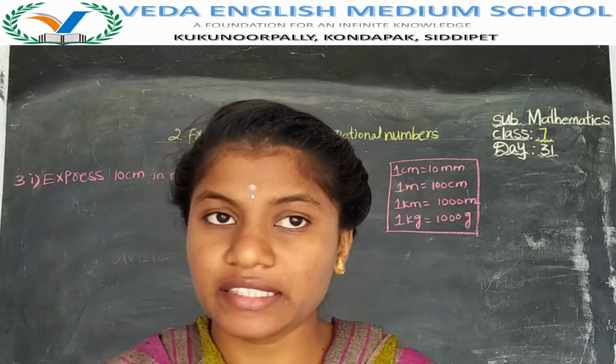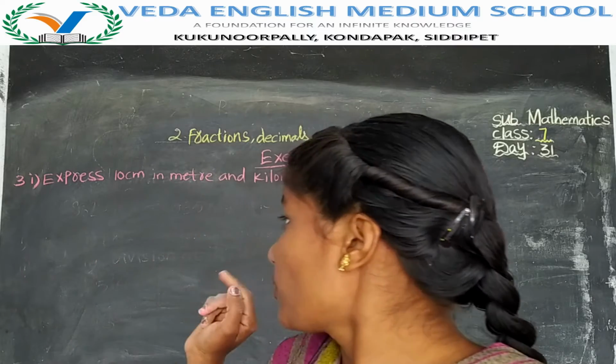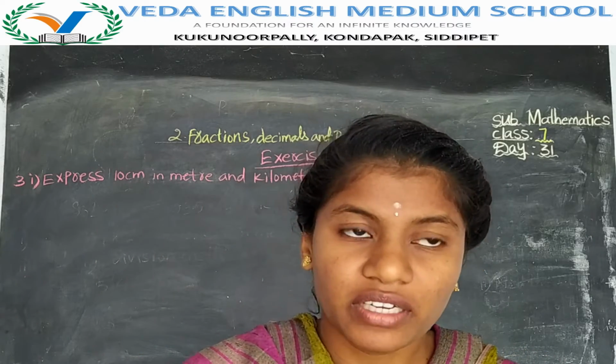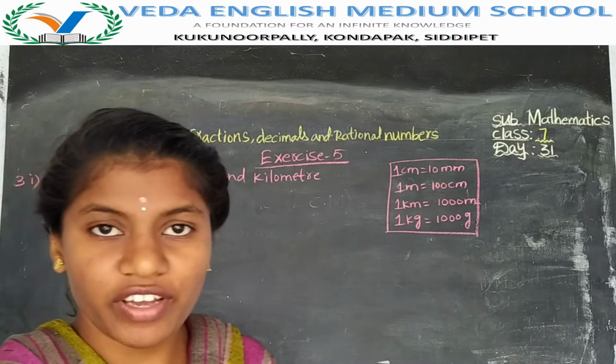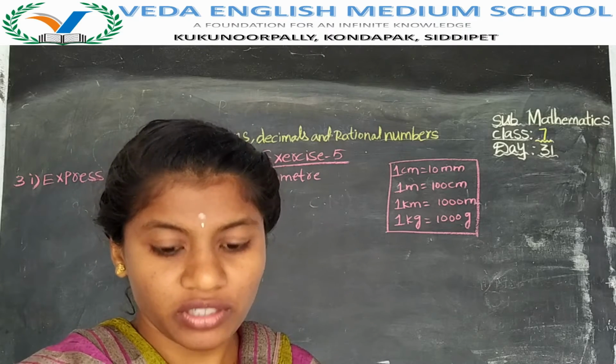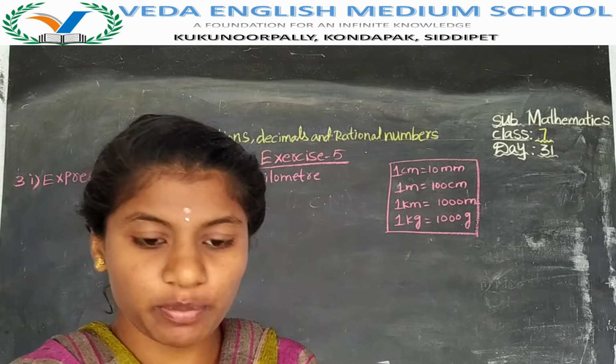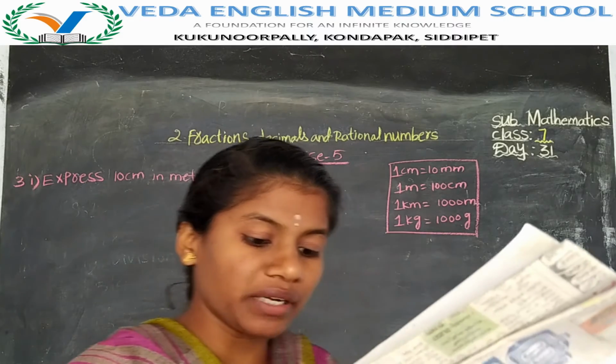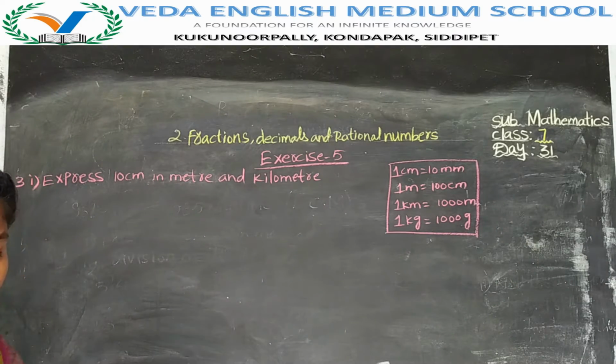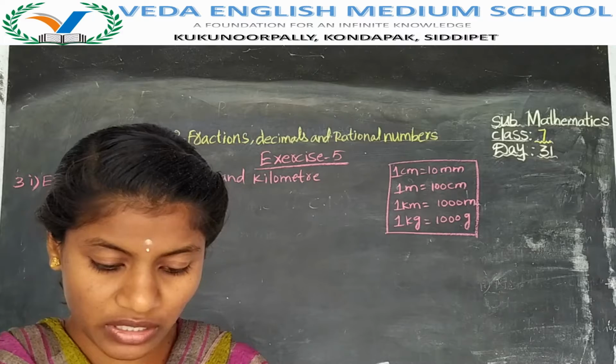Now we are learning the second chapter, fractions, decimals and rational numbers. Fractions has been completed. In decimals, in exercise 5 we have completed the first and second bits. Now the third bit. Express 10 centimeters in meters and kilometers. I have written the first question on the board. Now see there.